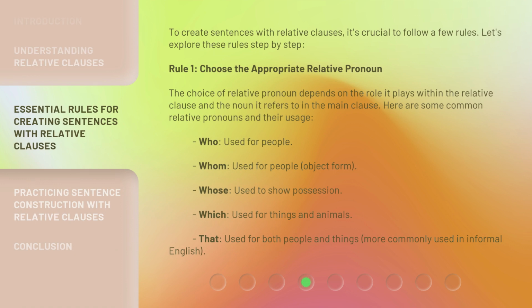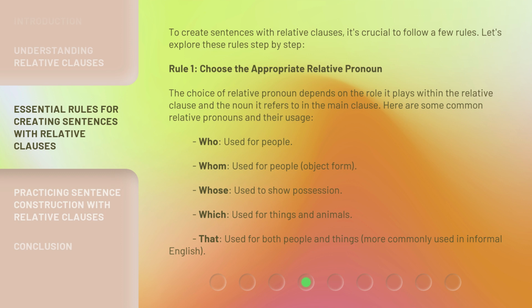To create sentences with relative clauses, it's crucial to follow a few rules. Let's explore these rules step by step. Rule 1: Choose the appropriate relative pronoun. The choice of relative pronoun depends on the role it plays within the relative clause and the noun it refers to in the main clause.